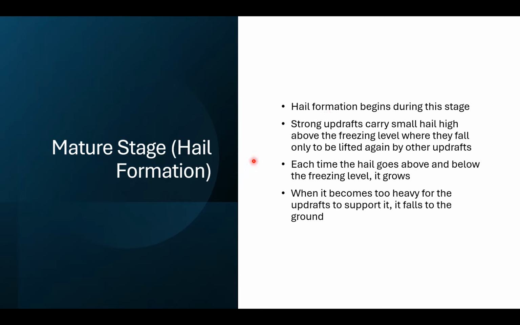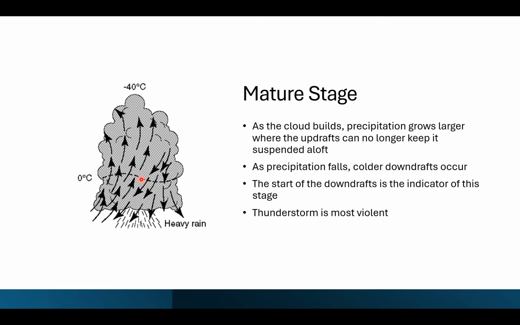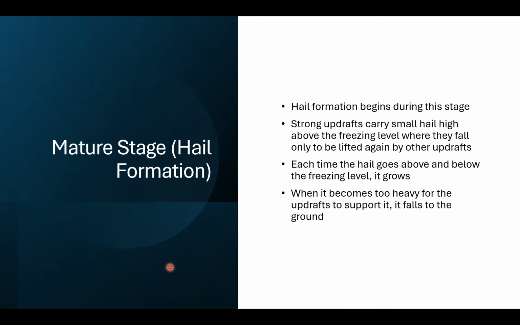And the way hail forms is you have strong updrafts. Let's go back to this diagram. These upward directed arrows, right? The more unstable the atmosphere, the stronger the updrafts, the greater the probability of large hail, because these updrafts are so strong, they hold up the hail in the upper portion of the cloud and kind of cycle that hailstone through the cloud. Strong updrafts will carry small hail high above that freezing level where the temperatures are below 32 degrees Fahrenheit, and then eventually will fall only to be lifted again by other strong updrafts.